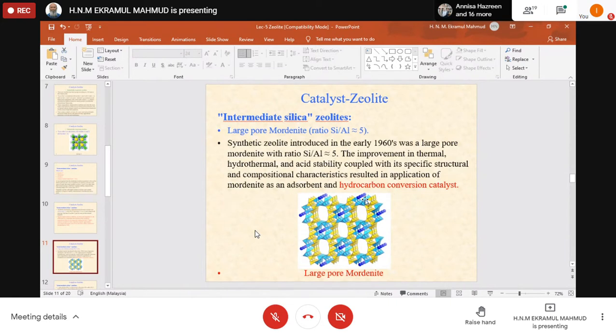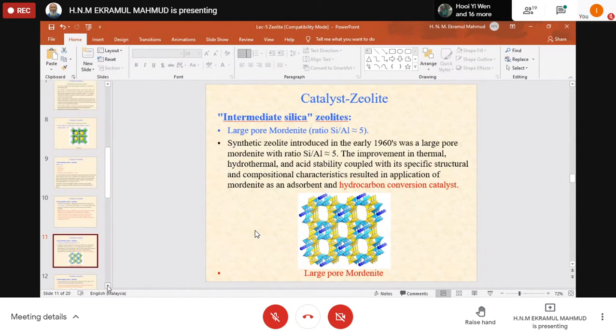We have acidic sites in this catalyst. There is one term, we'll discuss it later when we go for the characteristics part of this zeolite, means the catalytic part.